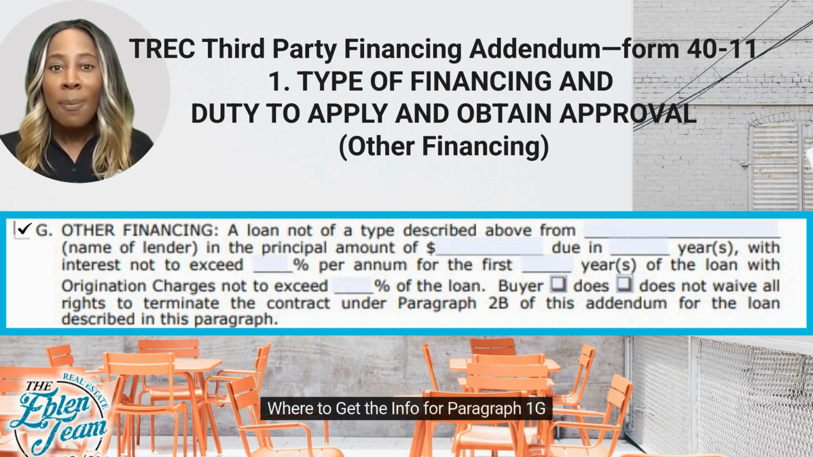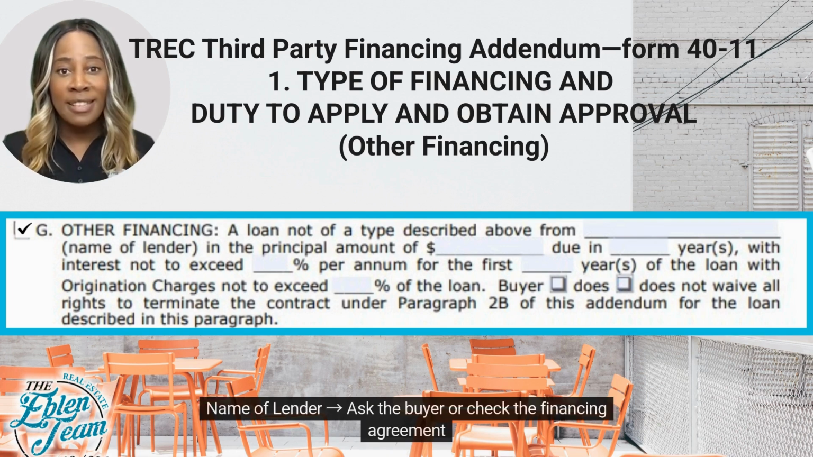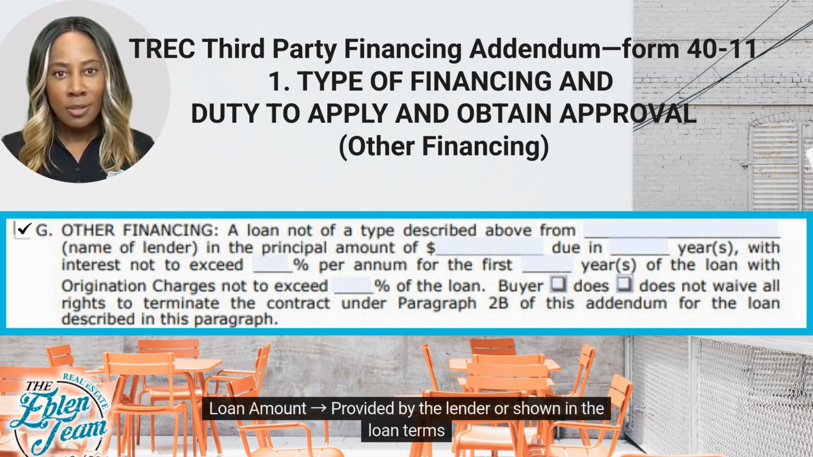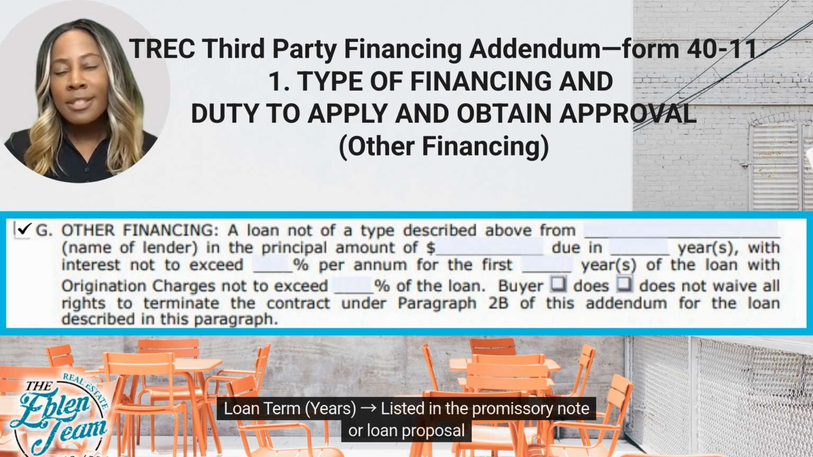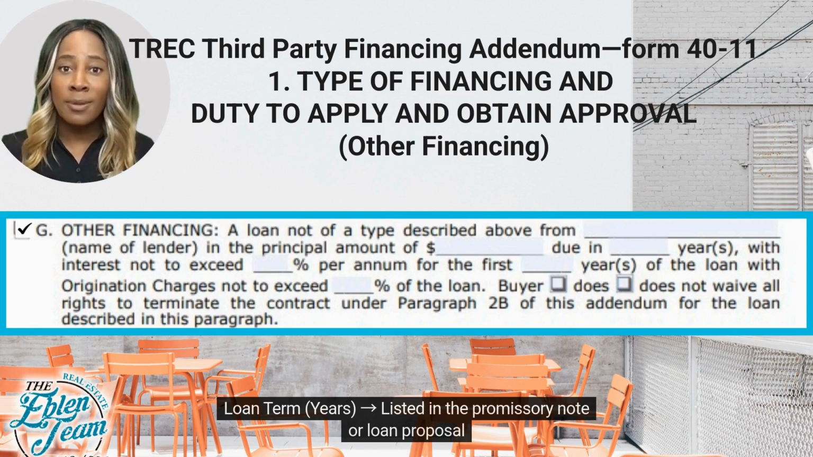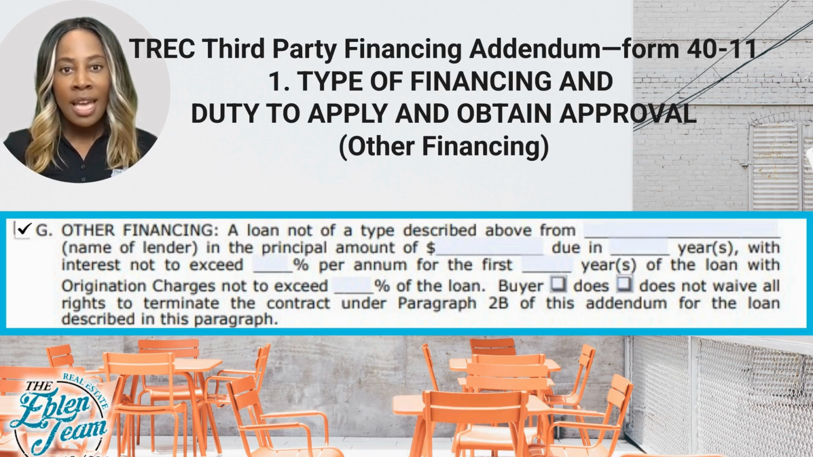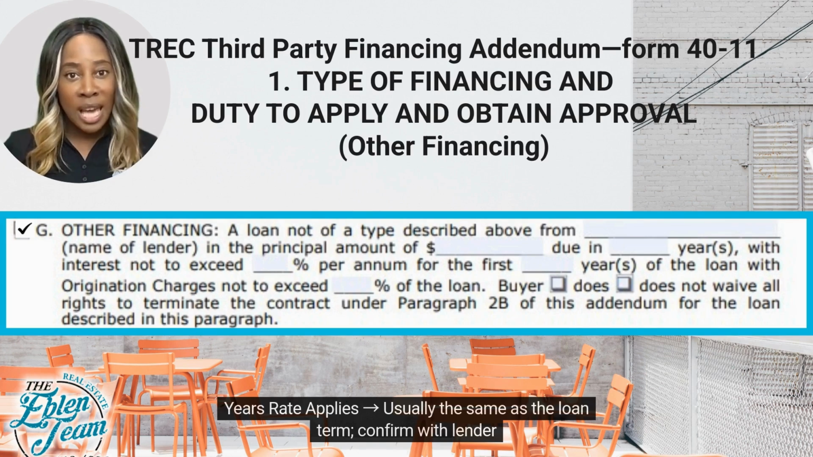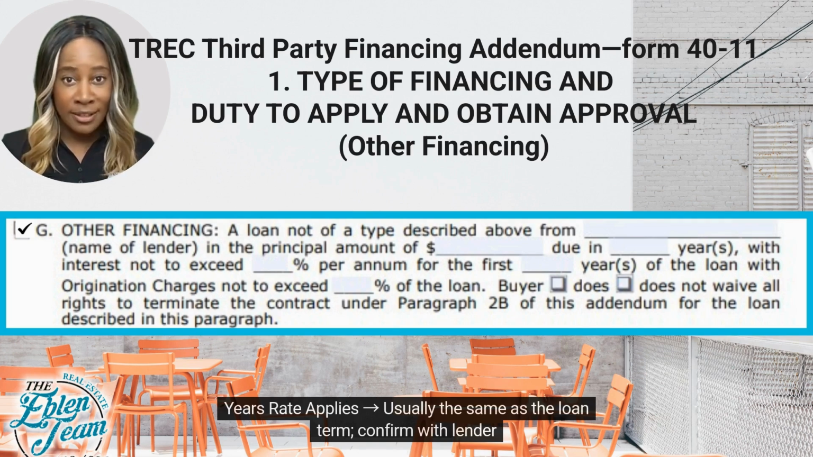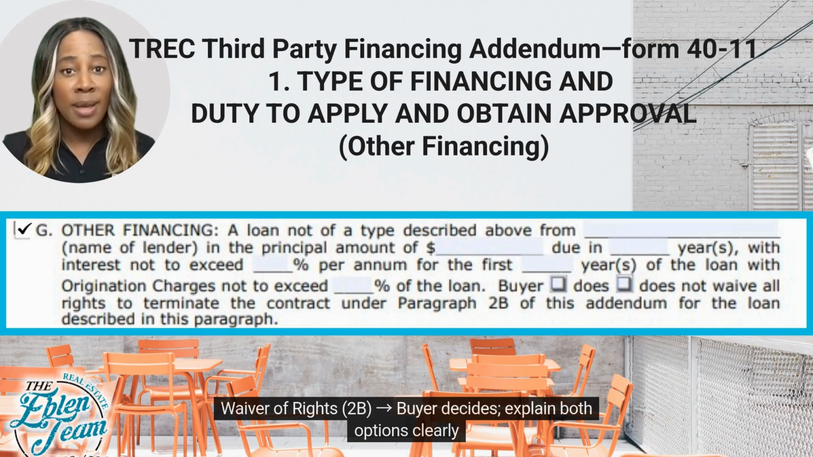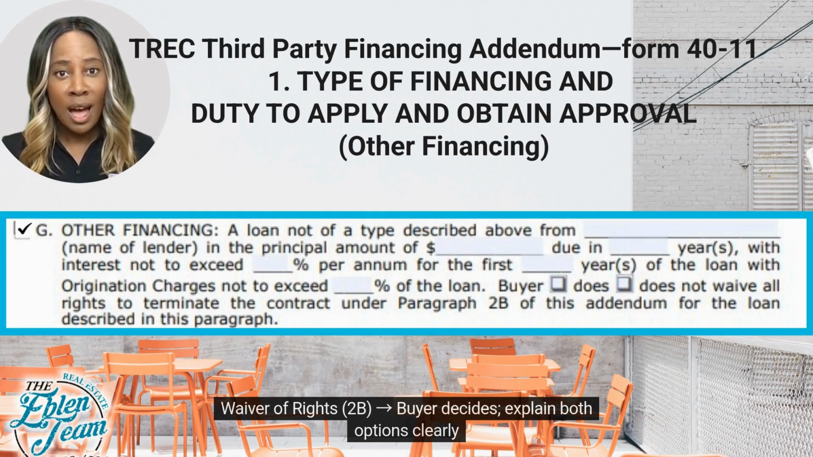Where to get the info for paragraph 1G? Name of lender, ask the buyer or check the financing agreement. Loan amount, provided by the lender or shown in the loan terms. Loan term years, listed in the promissory note or loan proposal. Interest rate, quoted by the lender or written in the loan terms. Years rate applies, usually the same as the loan term. Confirm with lender. Origination charges, ask lender or refer to their fee schedule. Waiver of rights, 2B, buyer decides, explain both options clearly.